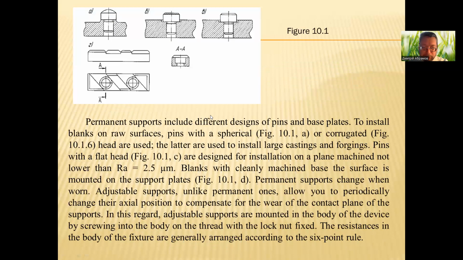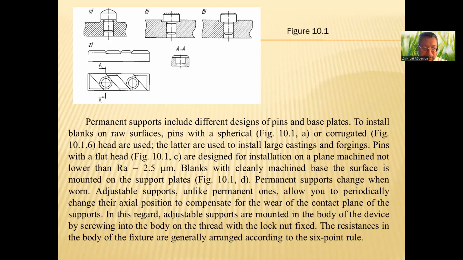Permanent supports include different designs of pins and base plates. To install blanks or workpieces on raw surfaces, pins with a spherical or corrugated head are used. The latter are used to install large castings and forgings.